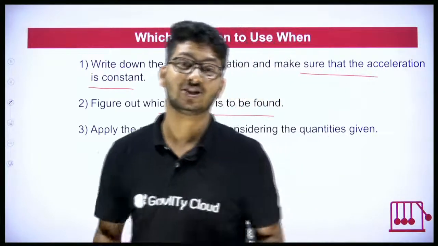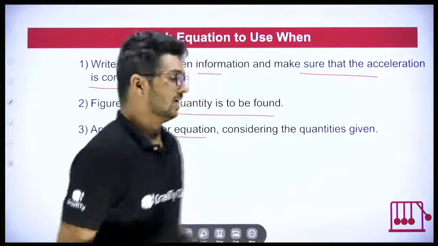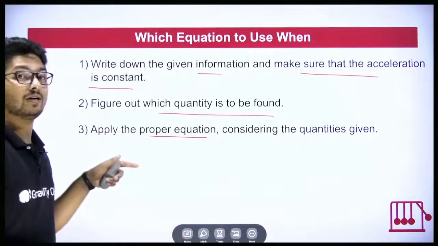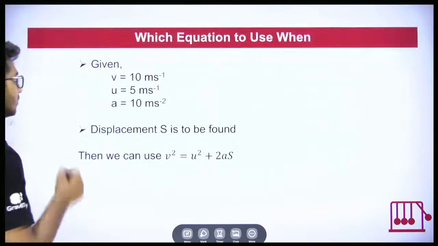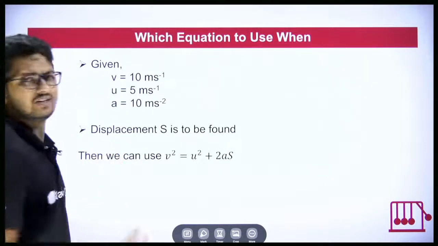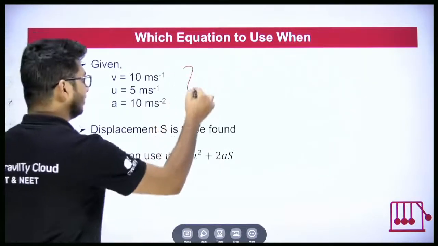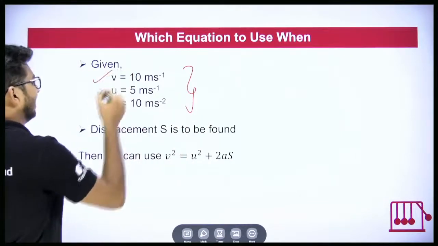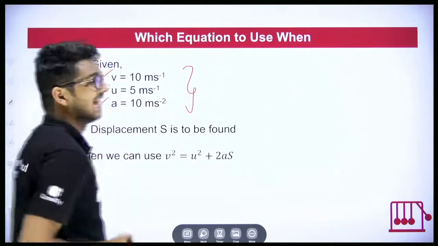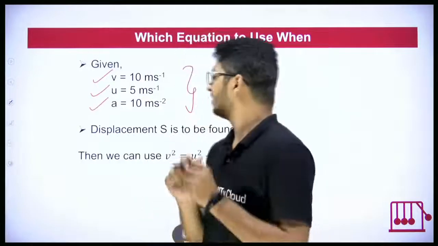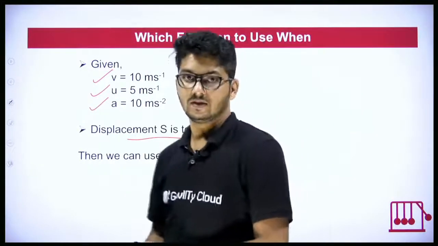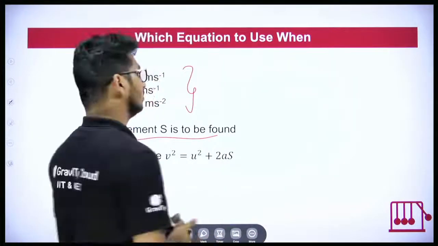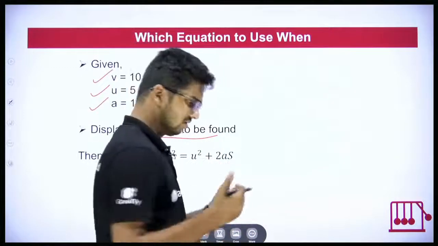Now that is the question, right? How do we do it? If you follow these steps, the third step will become easy. I have a simple example for that. Look at this. Let's say there is a question in which this is the given information. We have final velocity, initial velocity, and acceleration. We have those three, and let's say displacement s is to be found. Now which equation should I use? You can go with all the three equations.